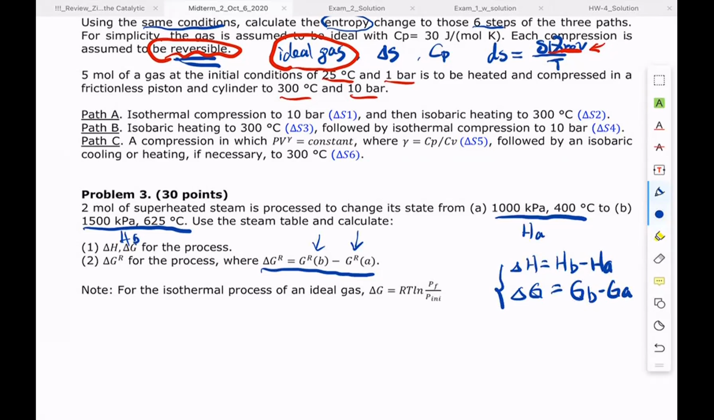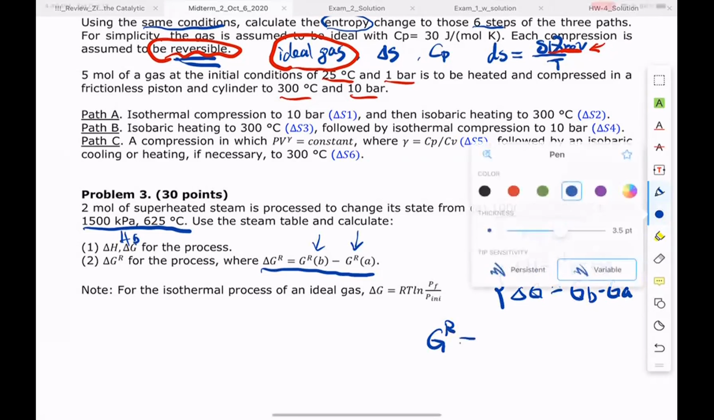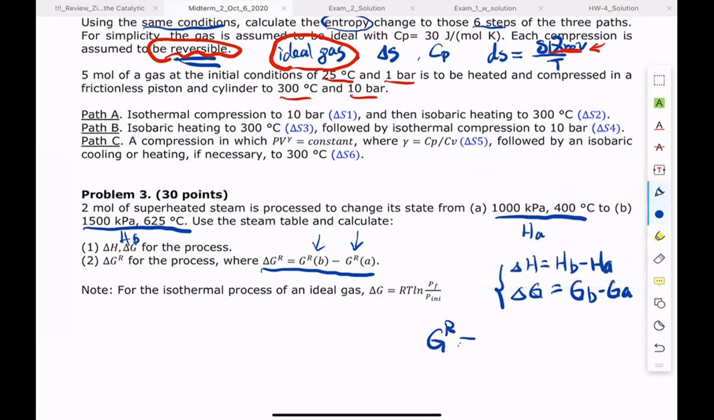And then if we need to calculate this G^R, residual property of A or B, then we need to look at the G of the current status, T, P, minus G ideal, T, P.